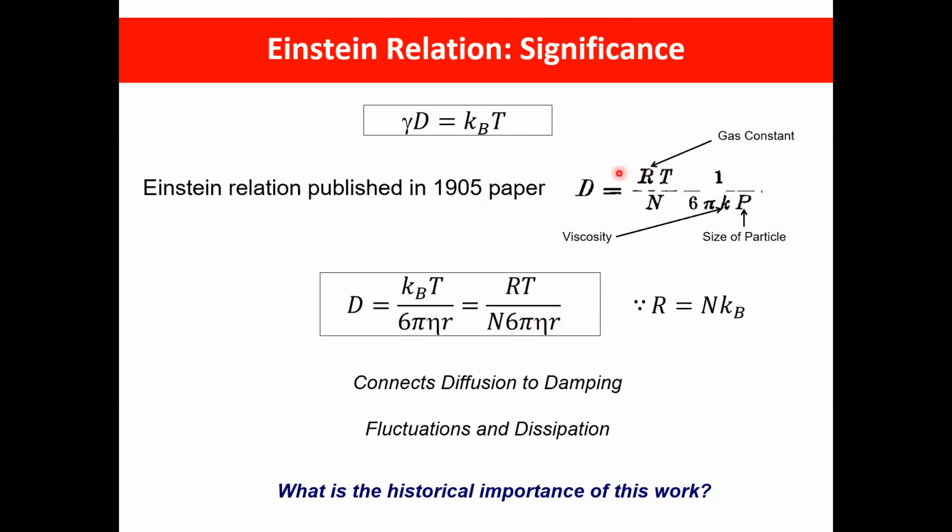Okay. Now this is the relation which Einstein had derived in his original paper in 1905. So you see that R is here, T is here, N is here, 6 pi is here. Instead of using the symbol eta for the viscosity, he is using the symbol K. Instead of using symbol r for the size of the particle, he is using symbol P. Everything else is identical, although I took a much simpler approach to derive it. And using this relation, one could use a simple stopwatch and a microscope to find out the Avogadro's number.